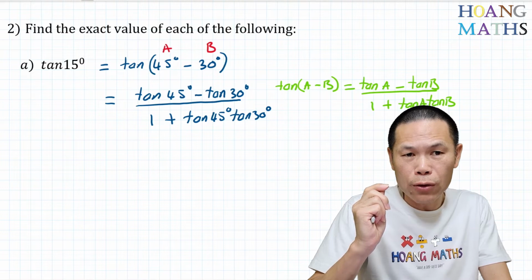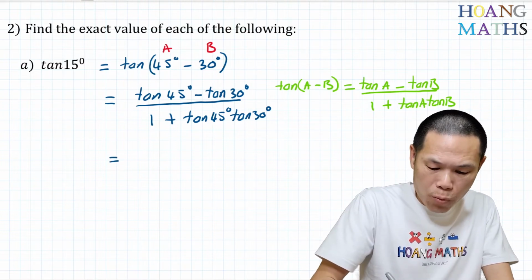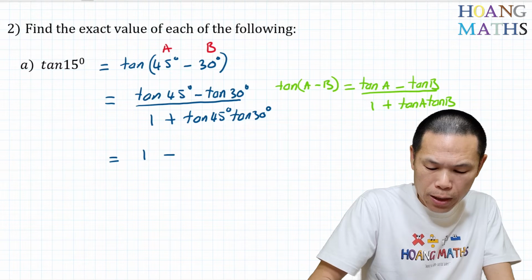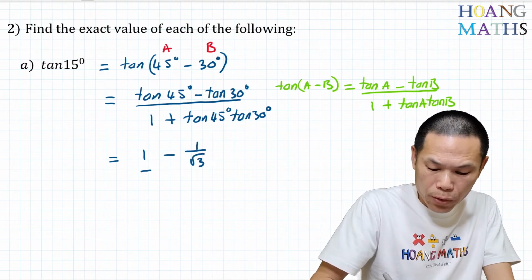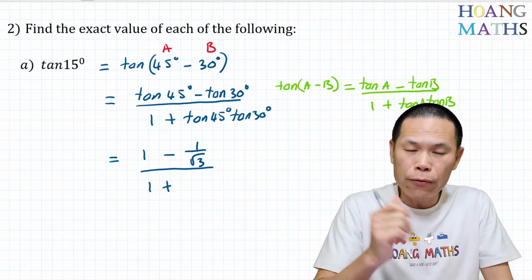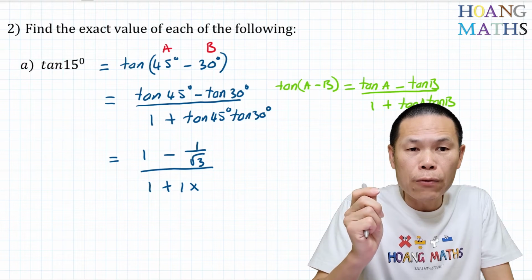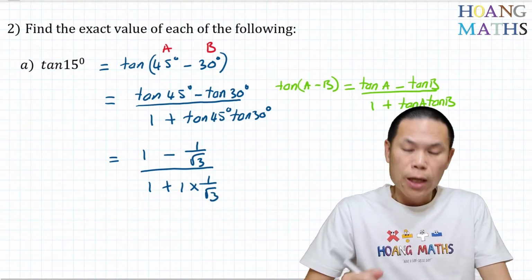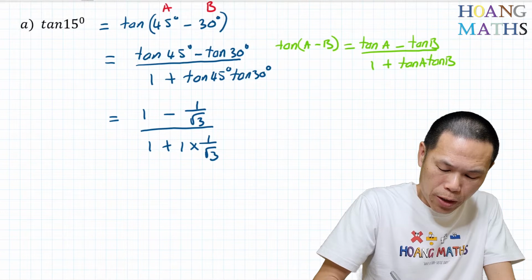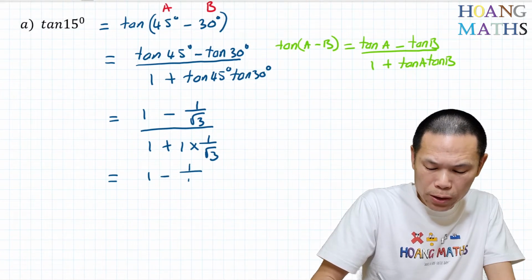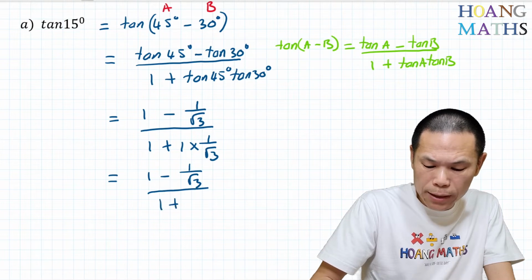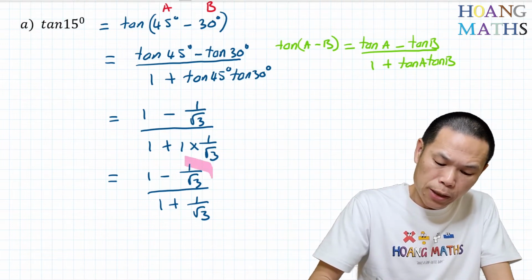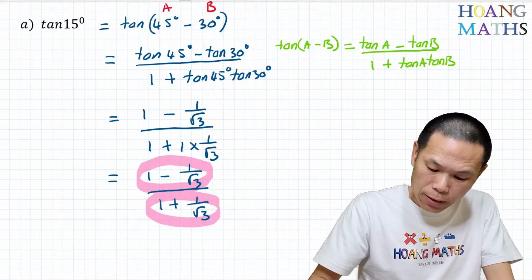We know that tan of 45 degrees is 1. So that will give me 1 minus, and tan of 30 degrees is 1 over square root of 3, over 1 plus, tan of 45 degrees is 1, times tan of 30 degrees is 1 over square root of 3. Let me tidy up a little bit more. That gives me 1 minus 1 over square root of 3, over 1 plus 1 over square root of 3.